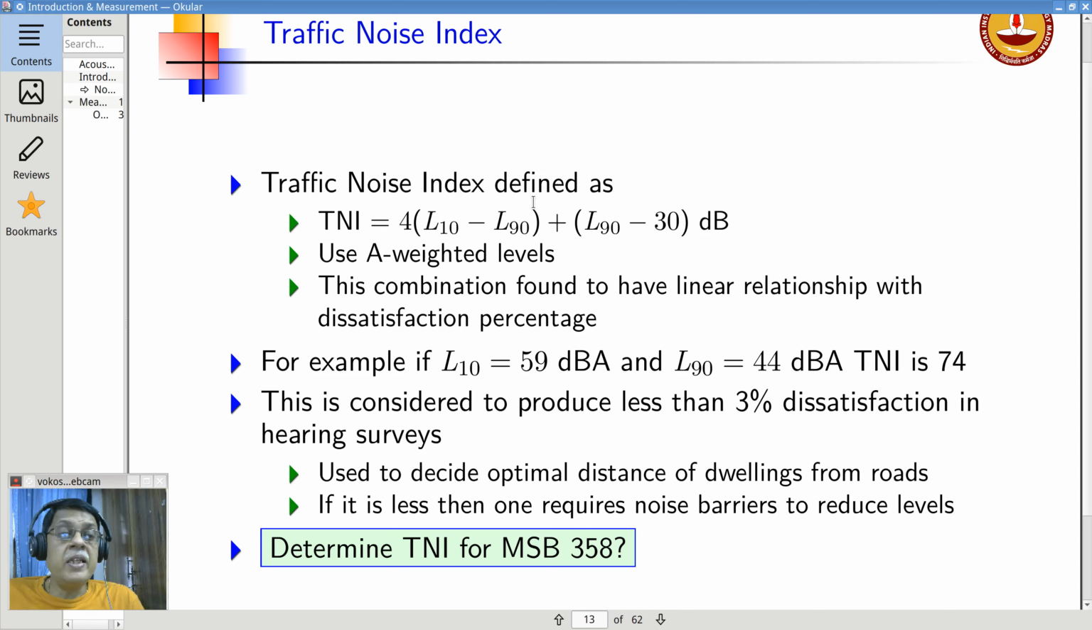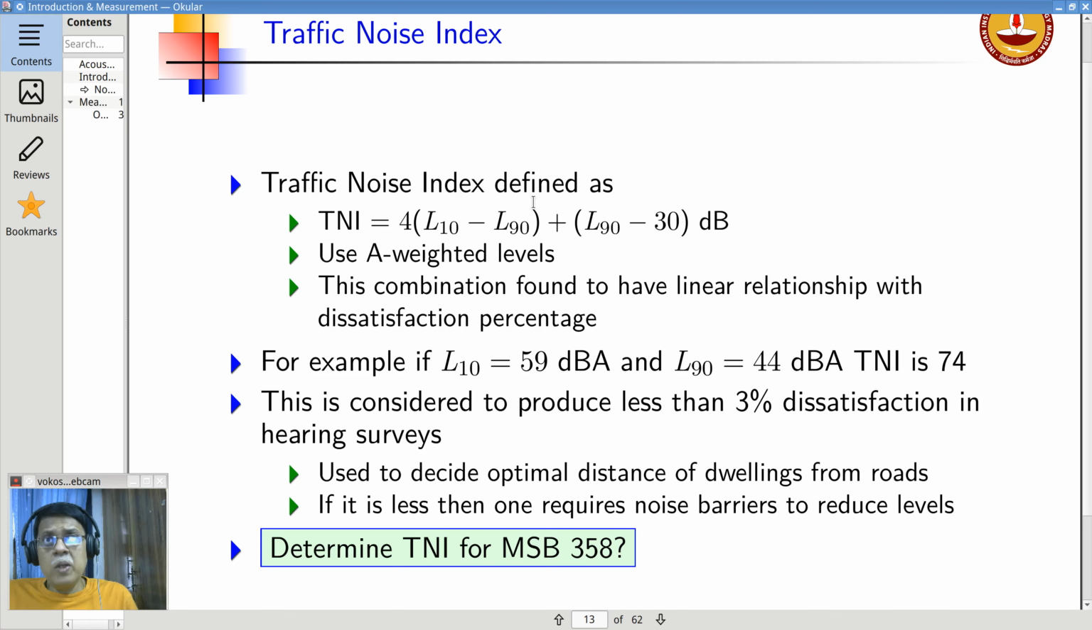L90 is, let's say, 44 dBA. Then the traffic noise index, if you plug into that formula, happens to be 74. Now, a 74 index produces less than 3% dissatisfaction in hearing surveys. Of course, it's a qualitative measure. It's not quantitative. So you go and ask somebody, okay, you expose them to these levels. How happy are you? And then if you sample 100 people, only 3 people say I'm not happy with these levels.